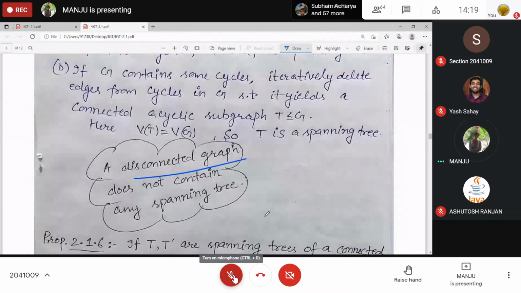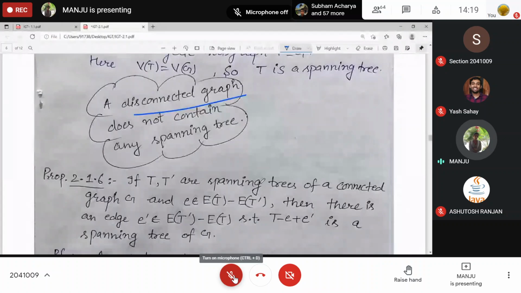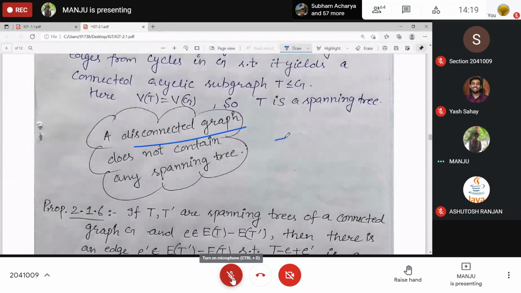Okay. And if you have two spanning trees, T1 and T2, how can these be different? T1 spanning tree means it contains V(G). T2 spanning tree, it also contains V(G). How can two spanning trees be different? Ma'am, if they have a different u to v path.